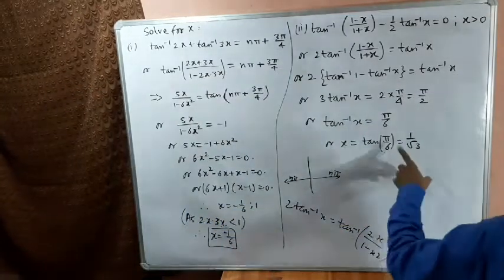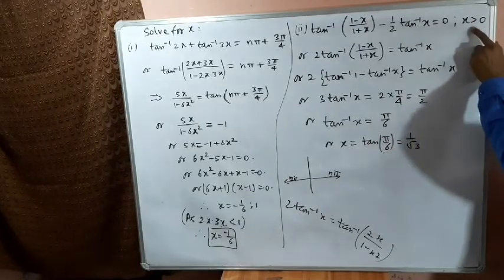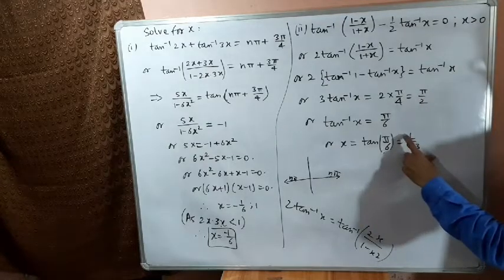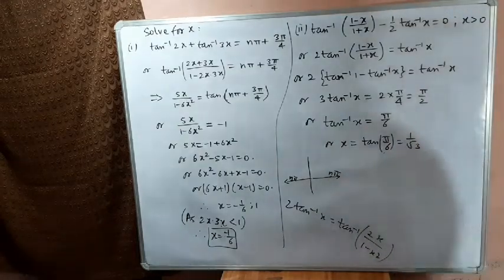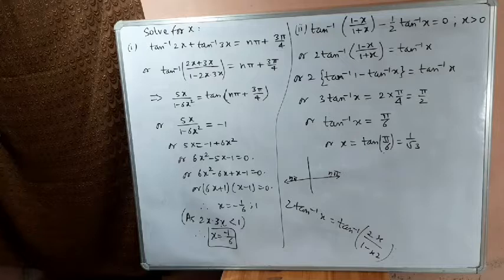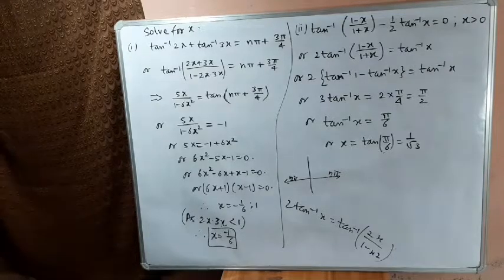If it would give some negative value, then, because we have given in the question that x should be greater than 0, if this would be negative, we would say that this equation has no real root. We take the next question.